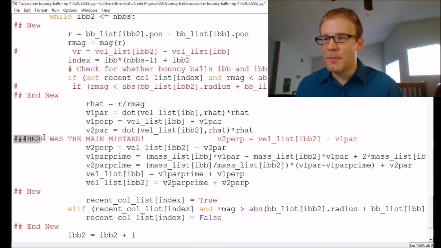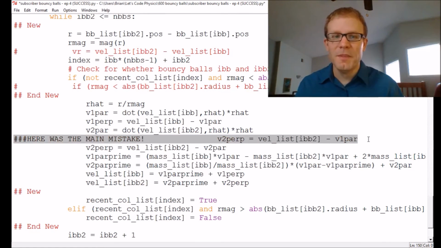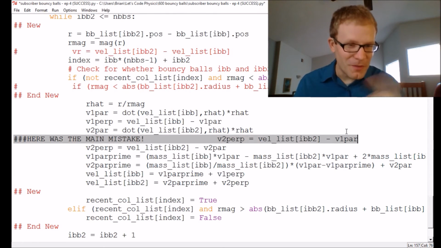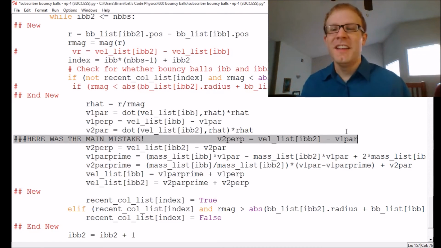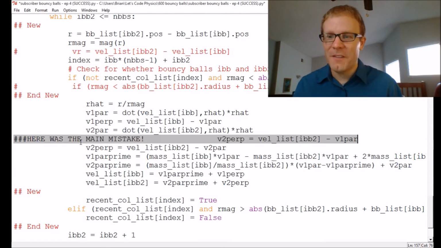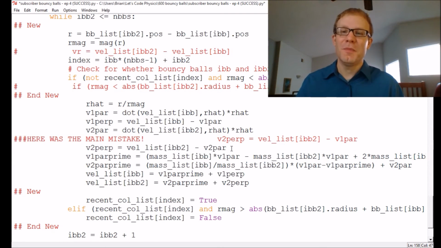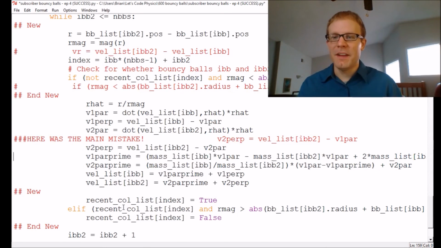And here with the triple hash mark was the main mistake, was that I had v2 perp equal to v2's velocity minus v1 parallel. I'm sure you've been yelling at me the entire video about that, saying, no, go back to line 157, go back to line 157. Well, there it is. So I have fixed that in this line. v2 perp is now v2 minus v2 parallel. And that fixes the major mistake.